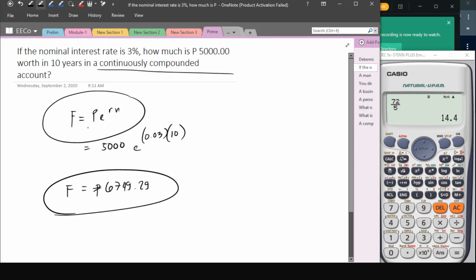Sir, para po continuously compounded. Ay, alam ko yung formula. Sir, yan po yung crush nyo yung college. Si Pern. Yan. Yung crush ni Sir nung college.